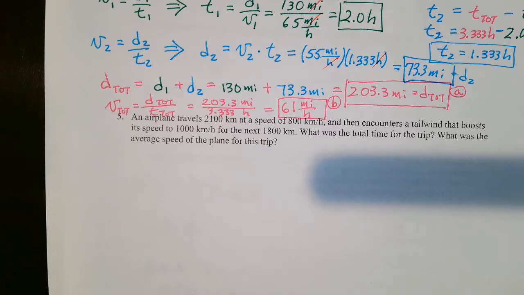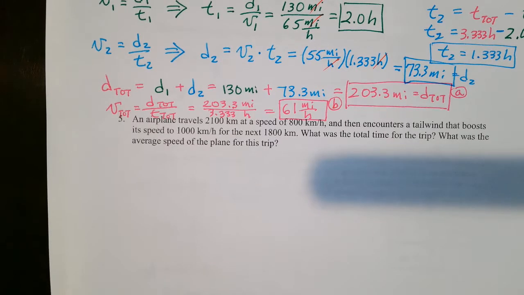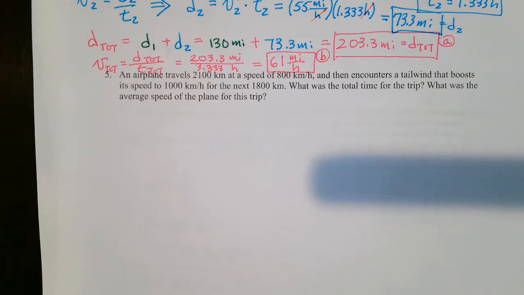An airplane travels 210 kilometers at a speed of 800 kilometers per hour. And then it encounters a tailwind. A tailwind is basically wind that's pushing the airplane from the tail side forward. So it's actually helping the airplane go faster. Headwind is when the airplane faces wind coming towards the head of the airplane, and it's going to slow the airplane down. All right. So make sure you know the difference.